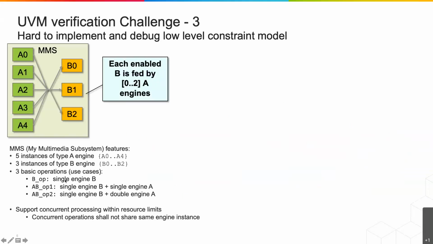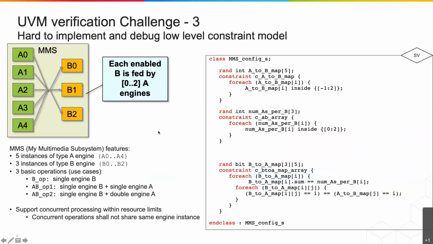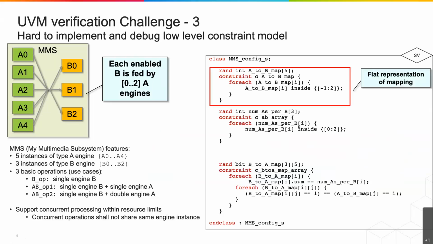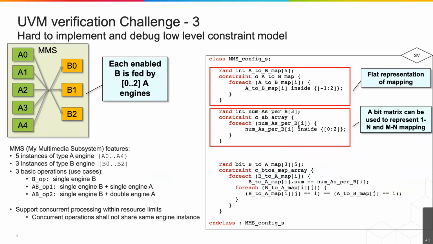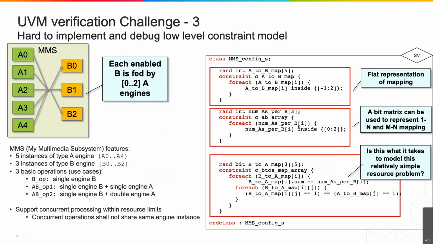You have use cases which clearly say you can only, at any time, operate a single output engine, or a single output engine mapped to one input engine, or a single output engine mapped to 2 input engines at most. Also, the concurrent operations should not use the same engine instance. While modeling in SystemVerilog, you can use SystemVerilog constraints for constraining the mapping scheme, usually a flat representation. And you can easily see this is hard to reason and debug for a relatively simple problem of resources.